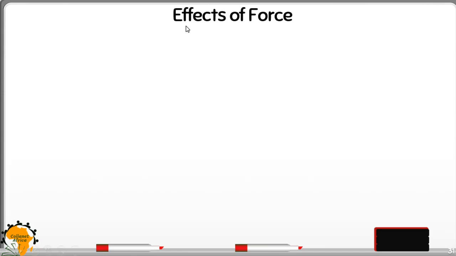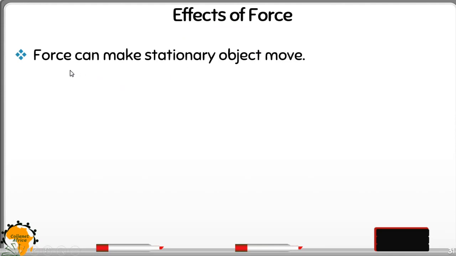Welcome to today's lesson. We are going to look at effects of force. The first one, we have that it can make a stationary object move. And in here, when we talk of a stationary object, it is an object that is not moving. Look at an example when you have a ball that is just lying on the ground and then you kick it. The ball was not moving, but by kicking it, you have started the motion. So you have made that stationary object move.